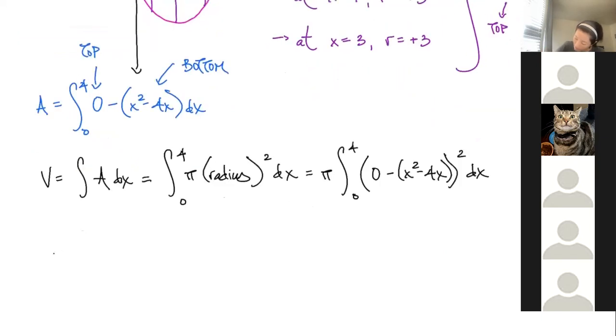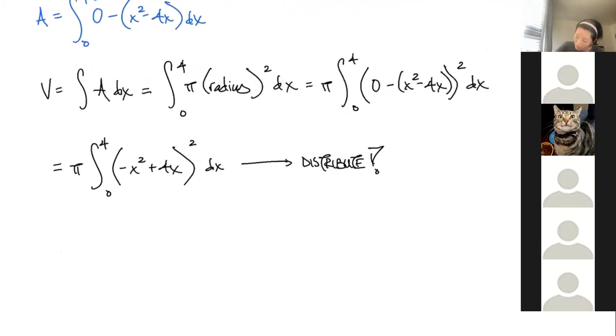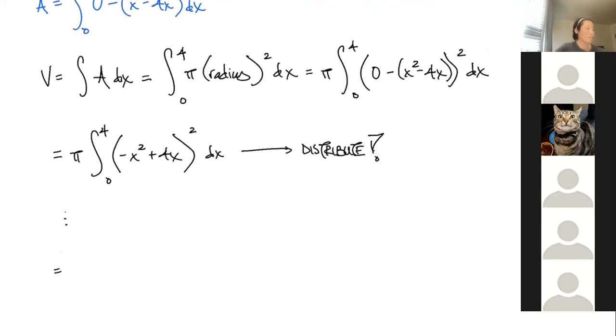All right. So let's see. I see a square. I see some negatives. I see some opportunity for sign mistakes. So if I were to clean this up, I might get negative x squared plus 4x, and I'm going to square that. I do want to make sure that I FOIL out or distribute. And once I integrate, I end up with a rather large value of 512 pi over 15, sorry, 15.